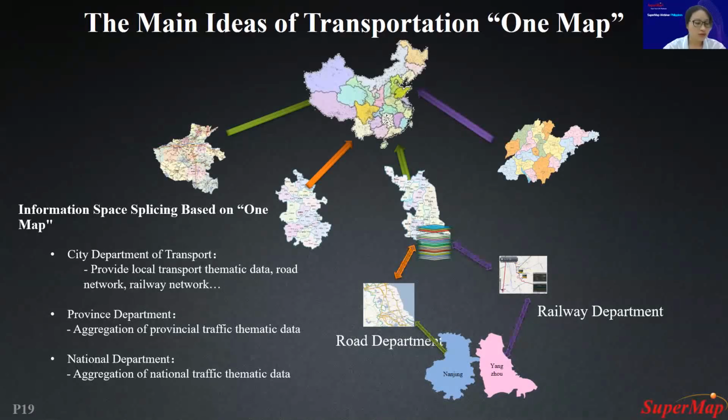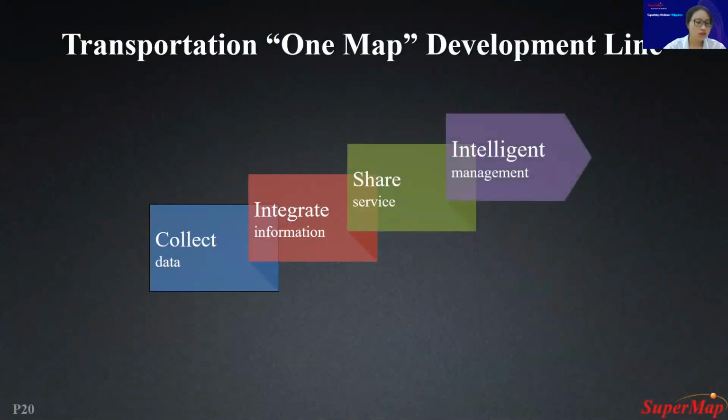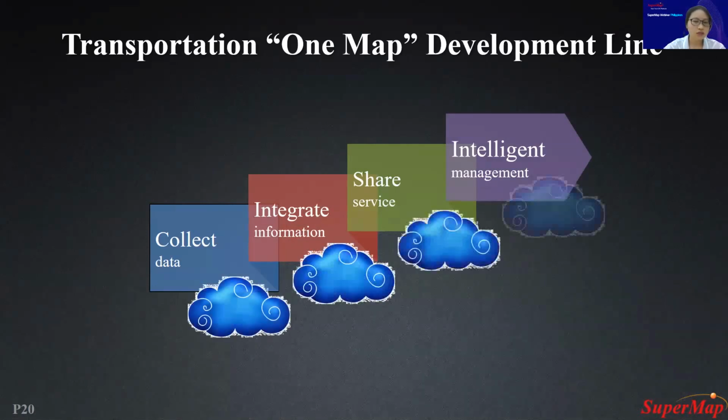So the main idea of transportation one map can be understood like this. The business information integration of each region can be spliced in space to achieve a complete picture. This vertical business integration and horizontal regional splicing spatial information framework is called one map. The steps to realize one map integration are data collection, information integration, service sharing, and finally realizing intelligent management through cloud technology.